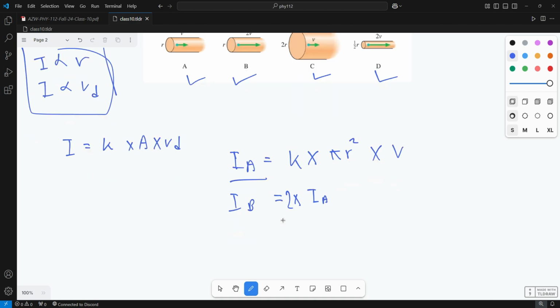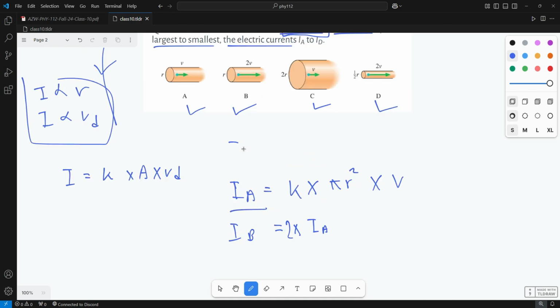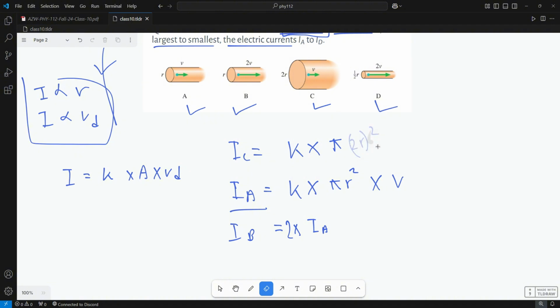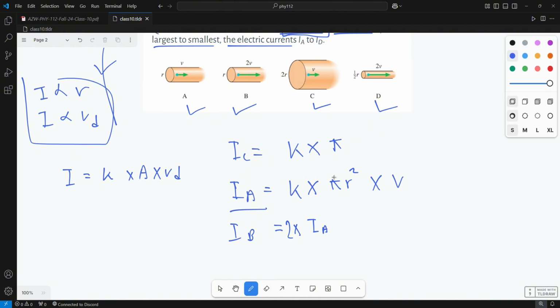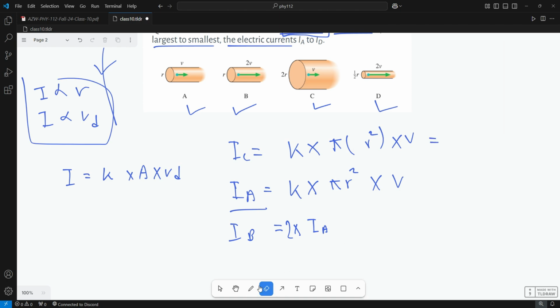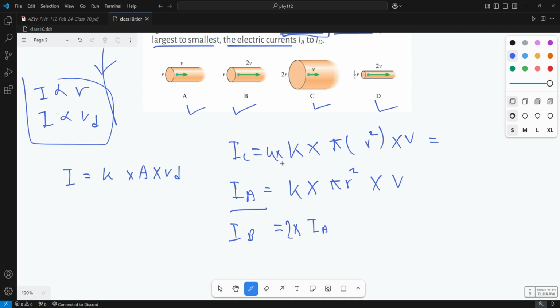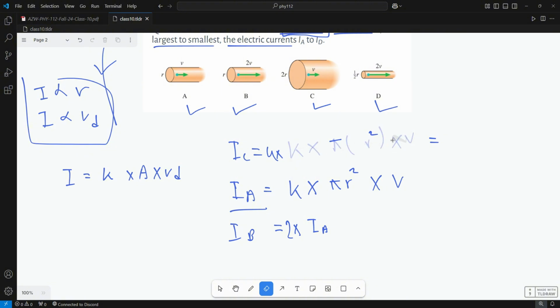Similarly, for case C, if we consider IC, we can write K times pi 2r squared, which will ultimately give us 4r squared times V, which we can ultimately write as, if we bring this 4 out, 4 times K times pi r squared, which is eventually IA.